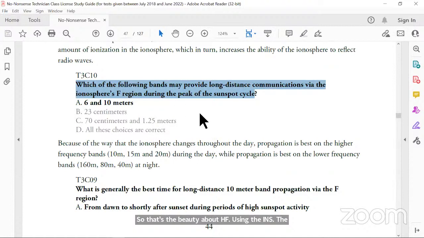Which of the following bands may provide long distance communications via the ionosphere's F region during the peak of the sunspot cycle? So we did say both 6 meters and 10 meters. So you have to learn that for the exam.